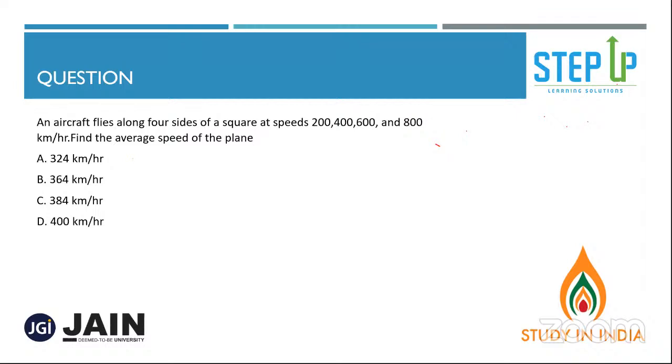384. Okay, Sandeep. I don't know the answer for this, and that might be homework for you. So it is like this. An aircraft flies along four sides of a square at 200, 400, 600, and 800. So I'll take the LCM of 2, 4, 6, and 8. What is the LCM of 2, 4, 6, and 8?